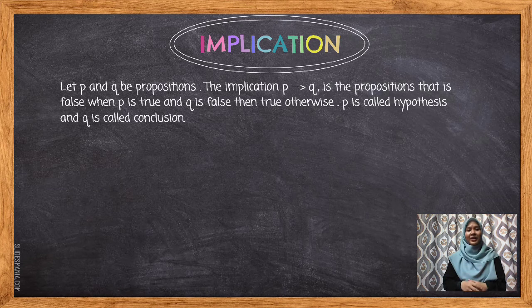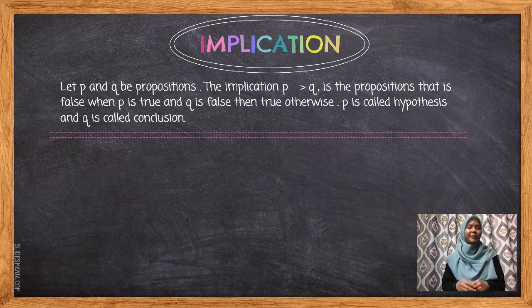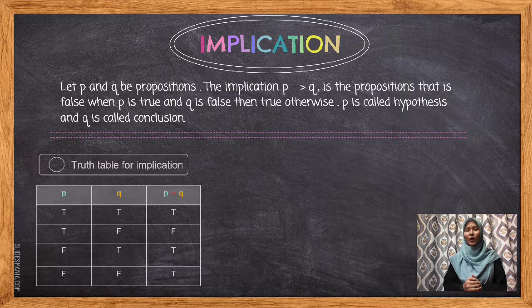Implications. Let P and Q be propositions. The implication P implies Q is the proposition that is false when P is true and Q is false, and true otherwise. P is called the hypothesis and Q is called the conclusion. Let's see the truth table for implication. As we can see, when P is true and Q is false, the result P implies Q will be false and the others will be true.